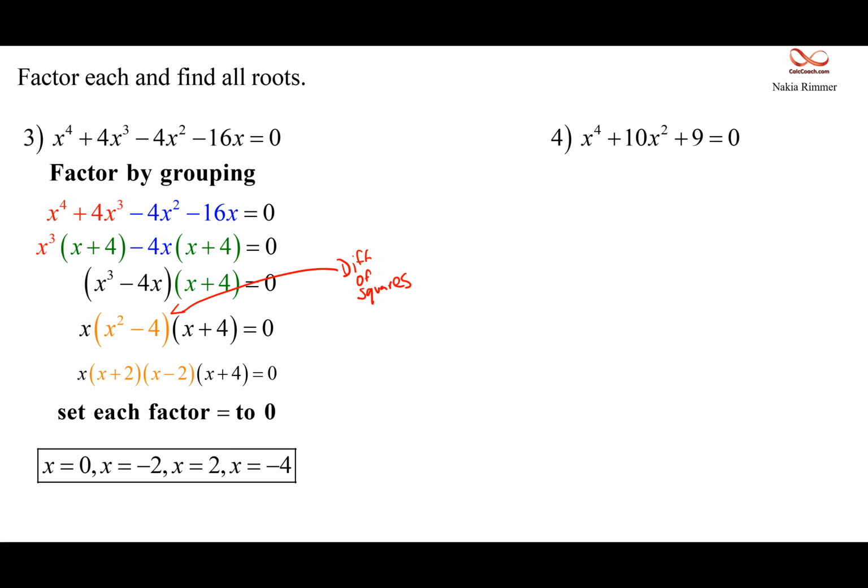Okay, great. Number 4. It's a 4th degree, but you only have 3 terms. You're missing the cubic term and the x term. That then screams factor like a quadratic. How do you mean factor like a quadratic? Well, imagine if it was x squared plus 10x plus 9. You would factor that as x plus 9 and x plus 1.